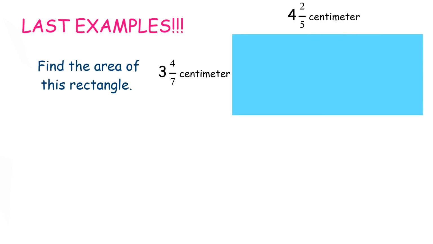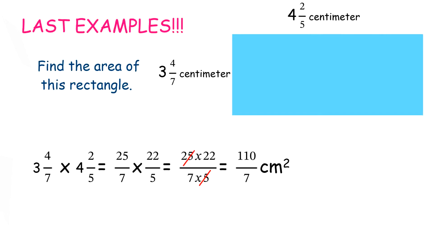Find the area of this rectangle. Try to solve and check with me. How can we find the area of the rectangle? Yes, we should multiply the side lengths. I can see that you converted the mixed numbers to improper fractions before doing multiplication. If we multiply these two rational numbers, we will find the area, which is 110 over 7.